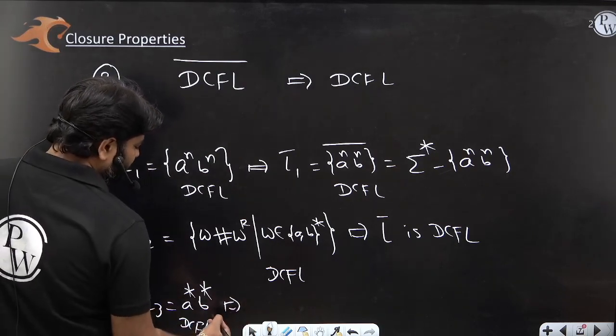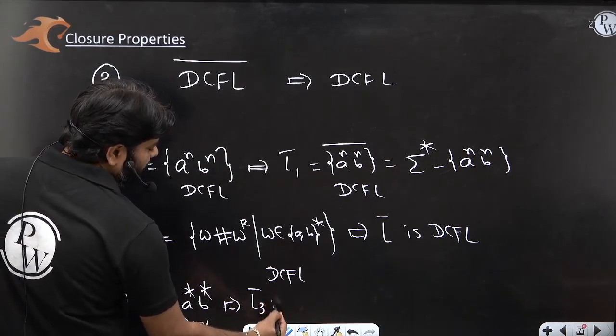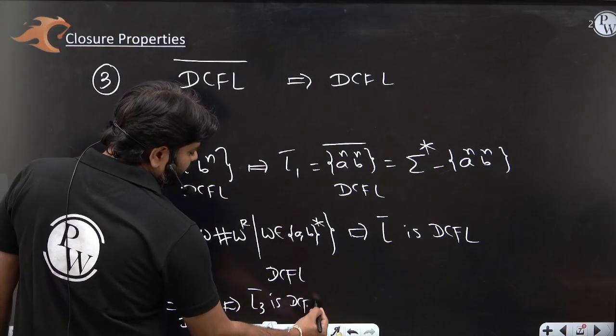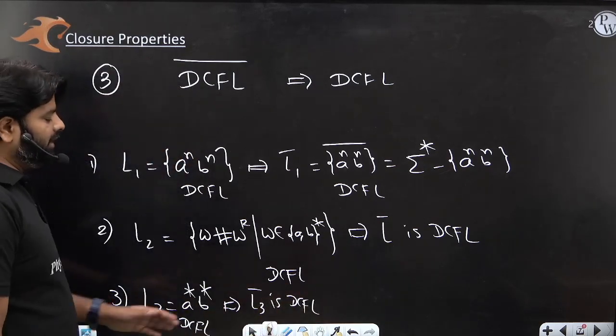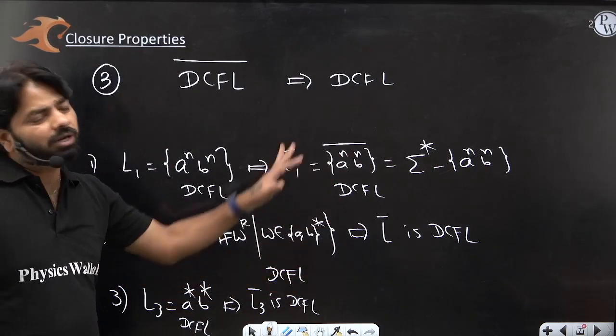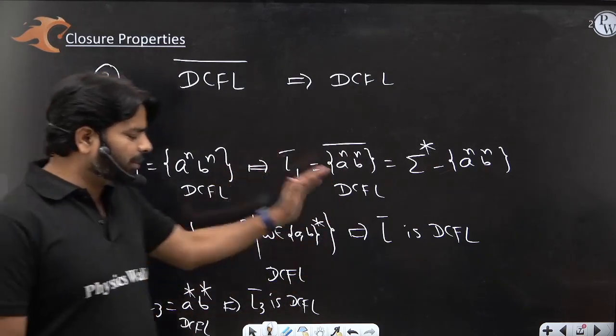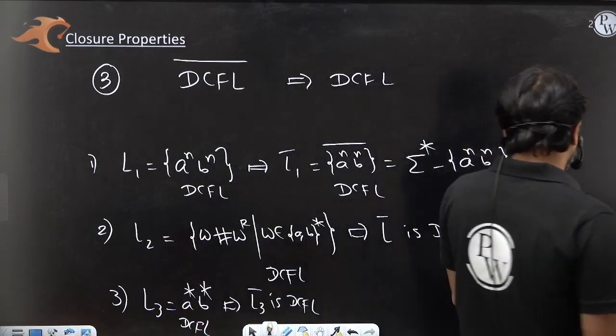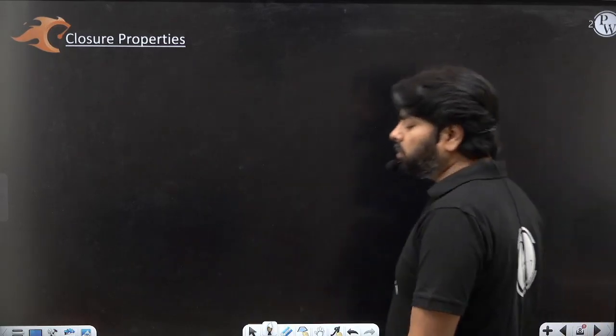L complement, this L3 complement is also DCFL. It was regular too, but here the complement is regular, here the complements are not regular. So it doesn't matter regular or not regular, but always DCFL. So DCFL complement is always DCFL. So this is about DCFL closure properties.